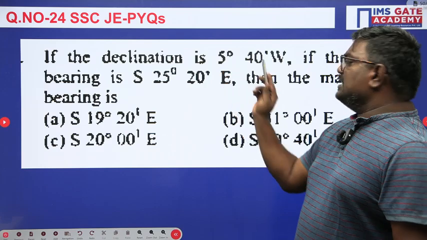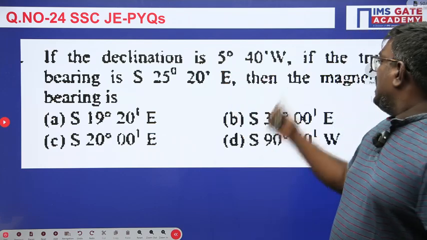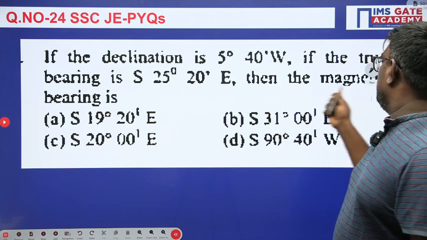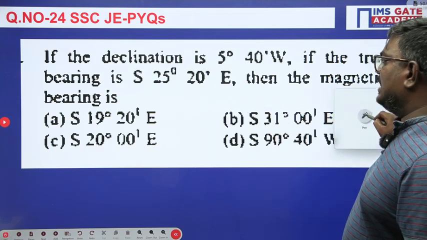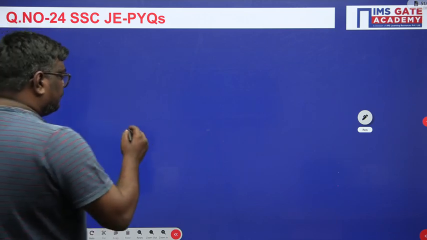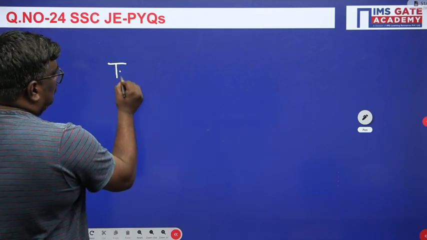Now, if the declination is 5 degree 40 minutes west and if the true bearing is south 25 degrees 20 minutes east, then the magnetic back bearing is, sir, see here, true bearing is how much, sir?